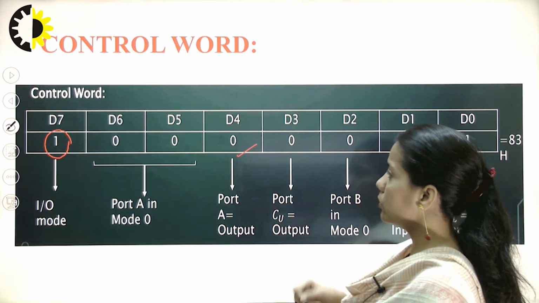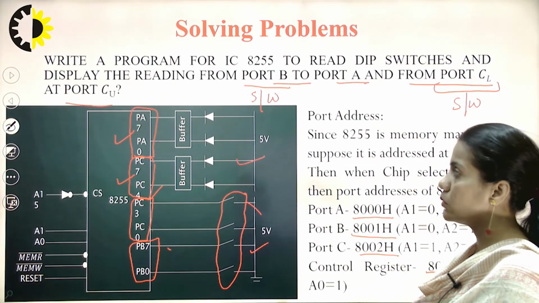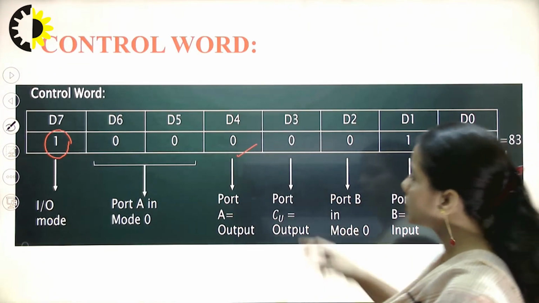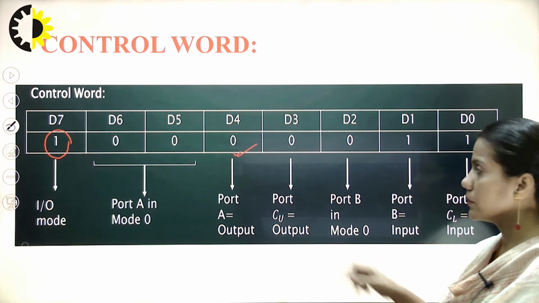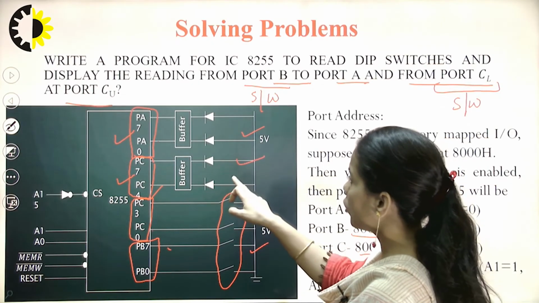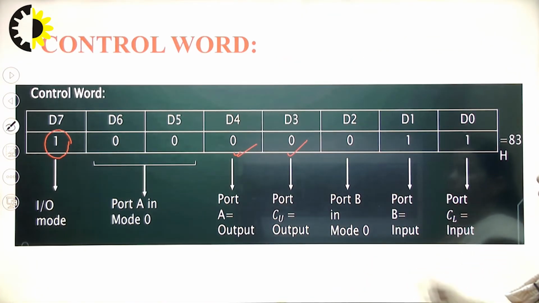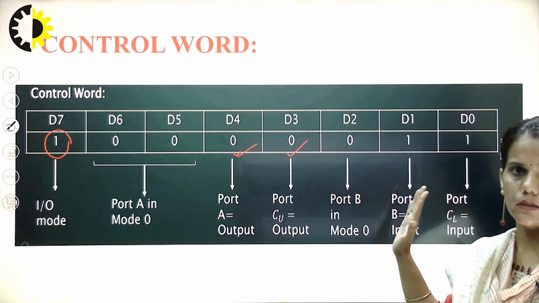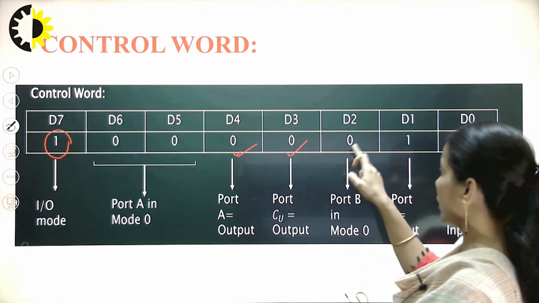This bit shows the status of port A. Since port A is used as the output port, for an output port this bit will be 0. Now we talk about port C upper. Port C upper is again an output port, so this will again be 0. Now we come to this group. This is group B. It is again being configured in mode 0, so here again this bit will be 0.